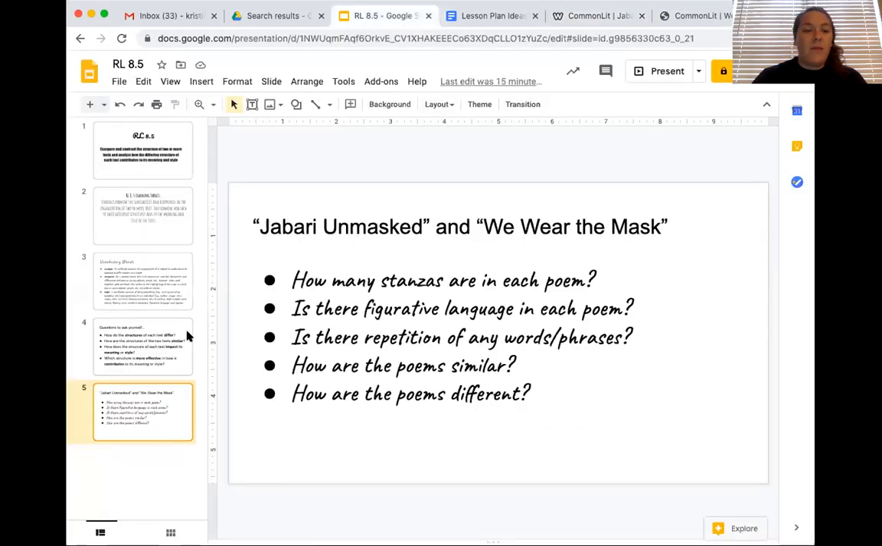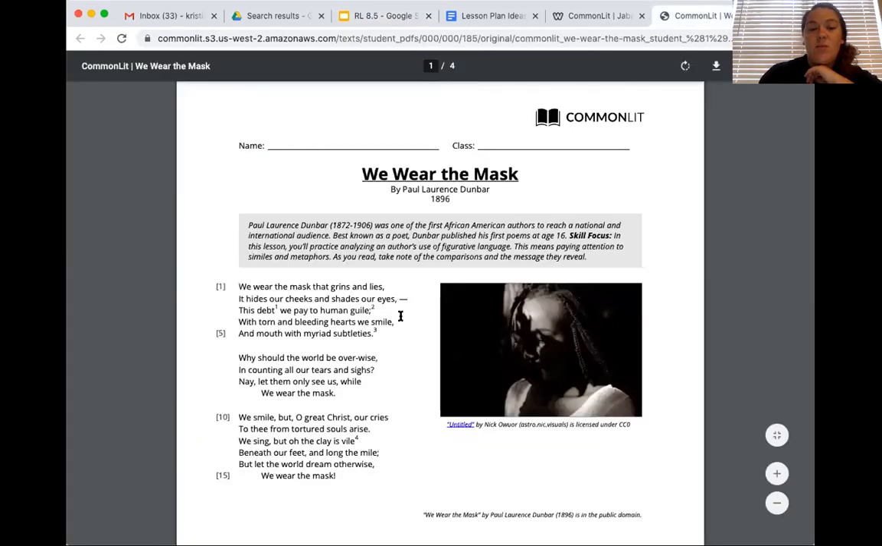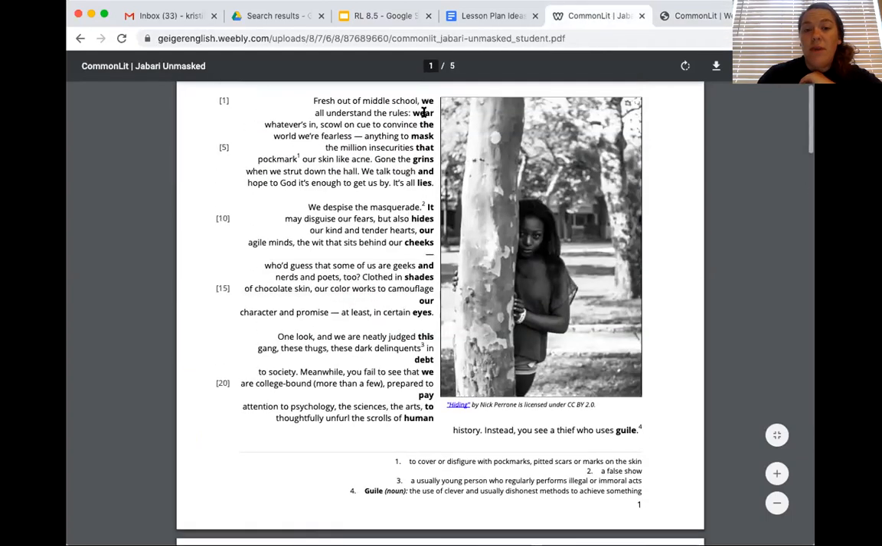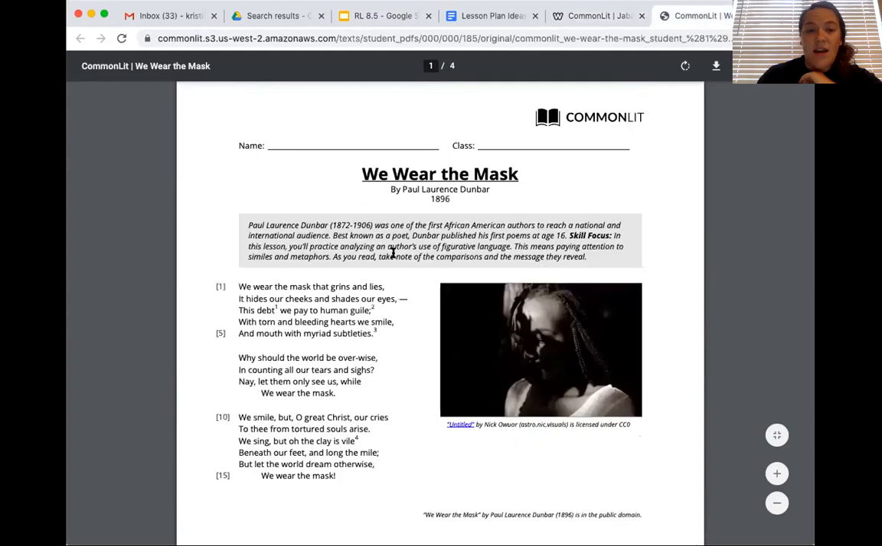So again, I want to go back here to these questions. How many stanzas are in each poem? Is there figurative language? We just analyzed that. Is there repetition of any words or phrases? We analyzed that as well. We talked about that golden shovel rule, how Nikki Grimes repeats, although not in the same manner, that very first stanza that we see here. I also want to point out right here, we wear the mask is repeated. We wear the mask, here it is in the second stanza, and here it is in the third stanza.